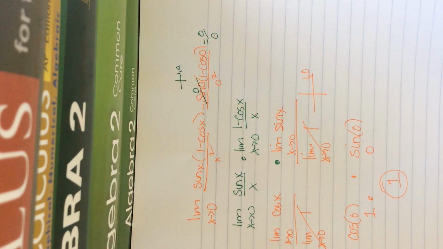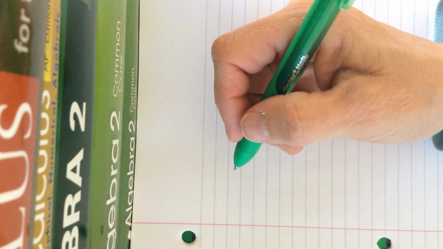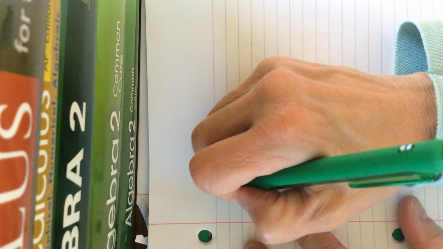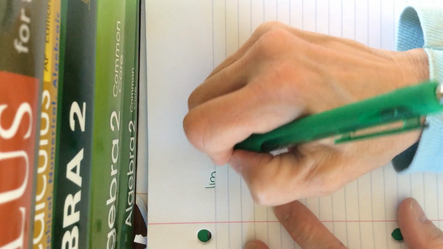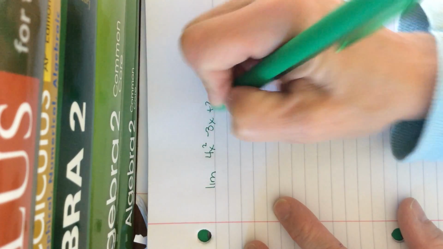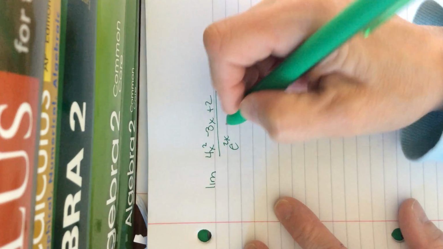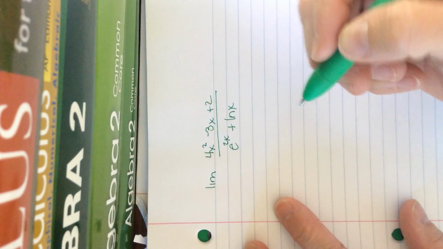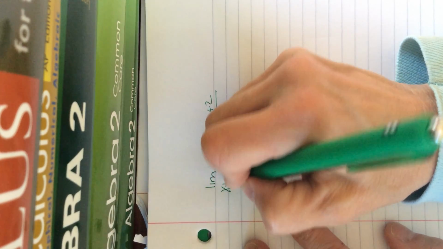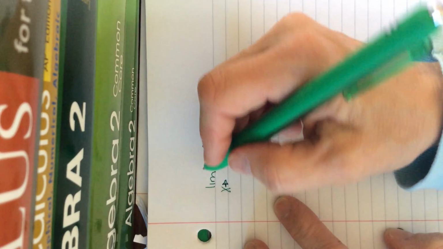Okay, the next example is a polynomial function, so I'm going to skip over that one. And I will move down to, I believe, the last one. The last example is the limit of 4x squared minus 3x plus 2 over e to the 2x plus the natural log of x as x approaches infinity.